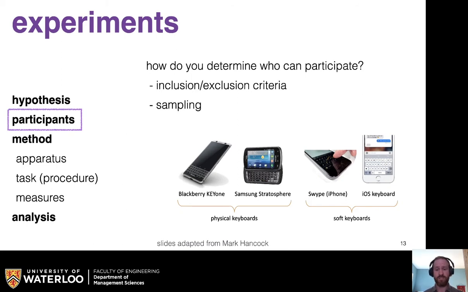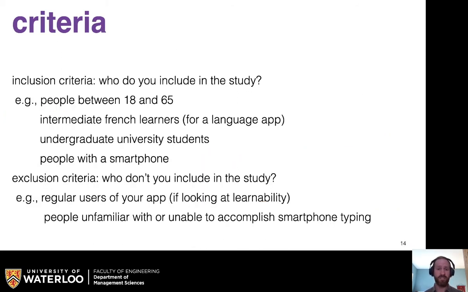So if we have this set up, we might consider some different criteria. Inclusion criteria are who you include in the study. So people between 18 and 65. You might want intermediate French learners if you're doing something with a language app. You might ask for undergraduate university students because they have that experience or they are the target population for the system that you're developing. Or people with a smartphone.